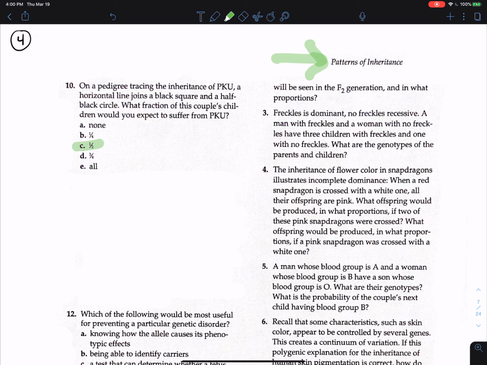Because you're going to for sure get one of the alleles from, in this case, the father, because it's a black square, so shaded in. So they have the condition, which means capital letter, capital letter. So the kids are guaranteed to get one capital letter at least, right? Because that's all dad has to give as far as alleles are concerned. And the mom would be a half black circle, meaning 50-50 chance to pass on a dominant allele or a recessive allele, which means the kids are guaranteed to get a dominant allele from dad, and 50-50 chance. So 50% chance likelihood of getting PKU or inheriting PKU.